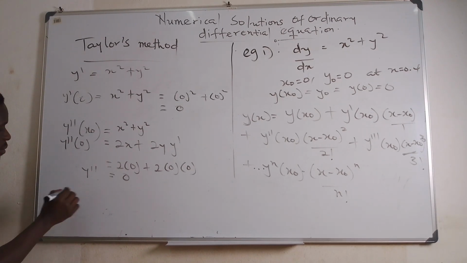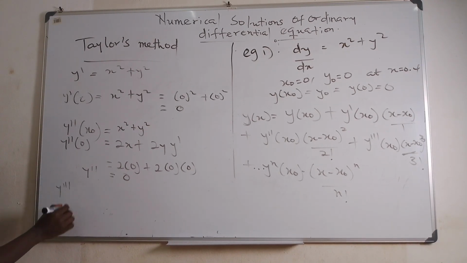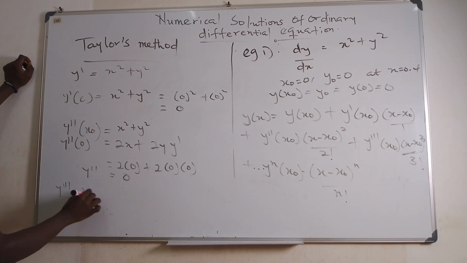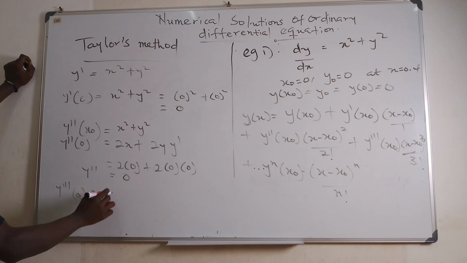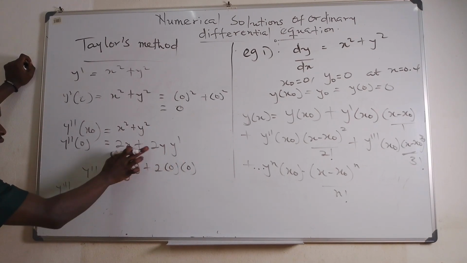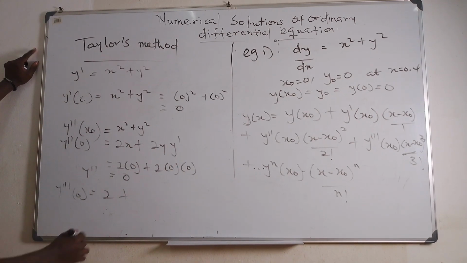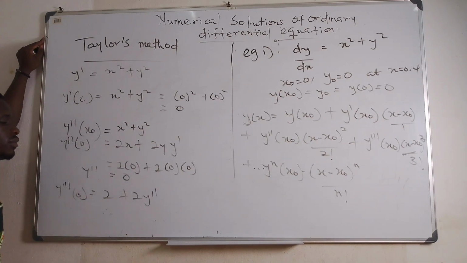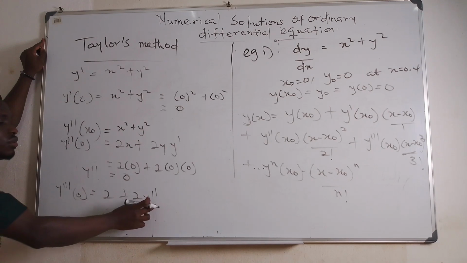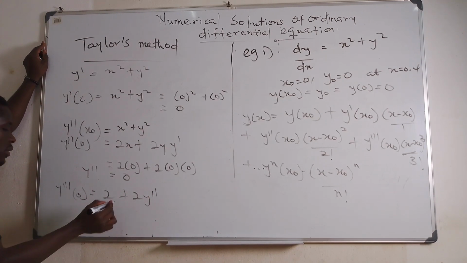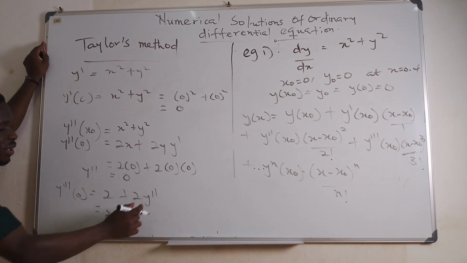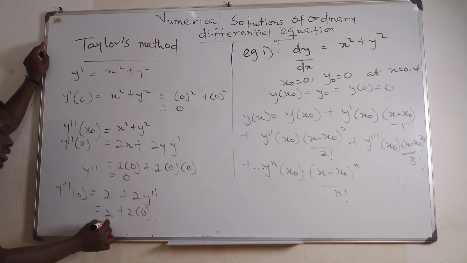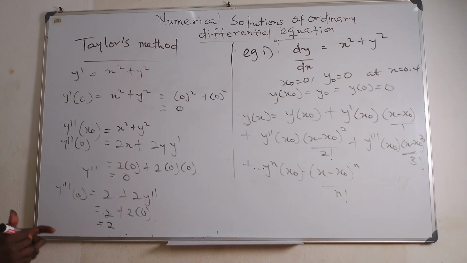Now let's solve for y prime prime prime. We are going to differentiate this once again. So differentiating this, we are having 2 plus 2y prime prime. Now we know the value for y prime prime, which is 0. So it's 2 multiplying 0 plus 2, and the result is 2. Very good.